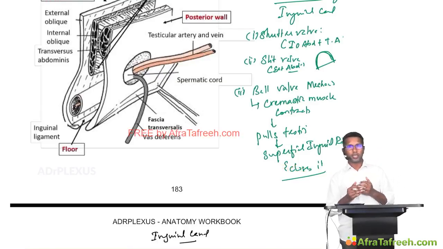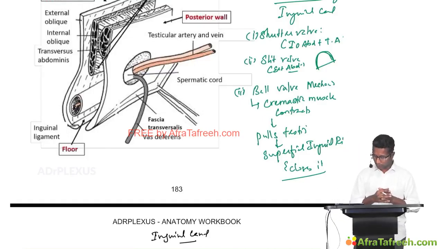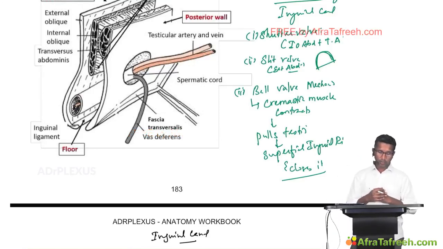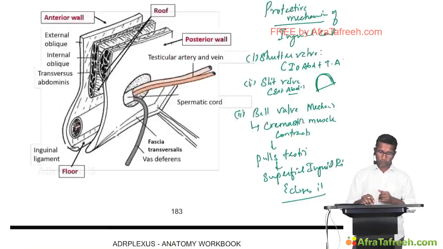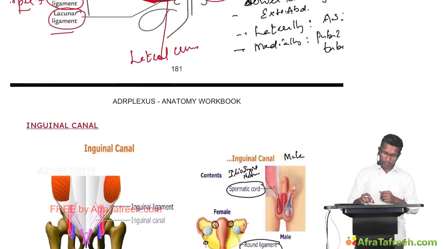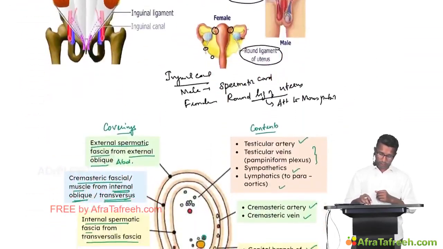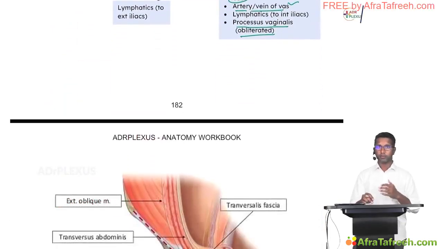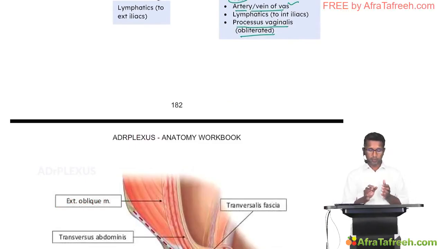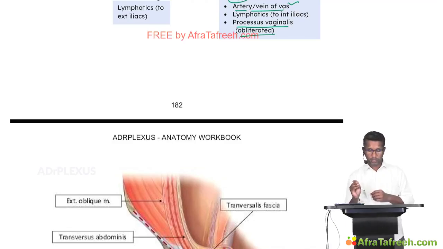So these are certain protective mechanisms around the inguinal canal that prevent the hernia from happening. When you know about this, I think this completes the inguinal region, guys. We have done the main part of the introduction to the abdomen, that is the inguinal region. So we'll just take a short break, 5 or 10 minutes, then we'll come back and see the rest of the abdomen.